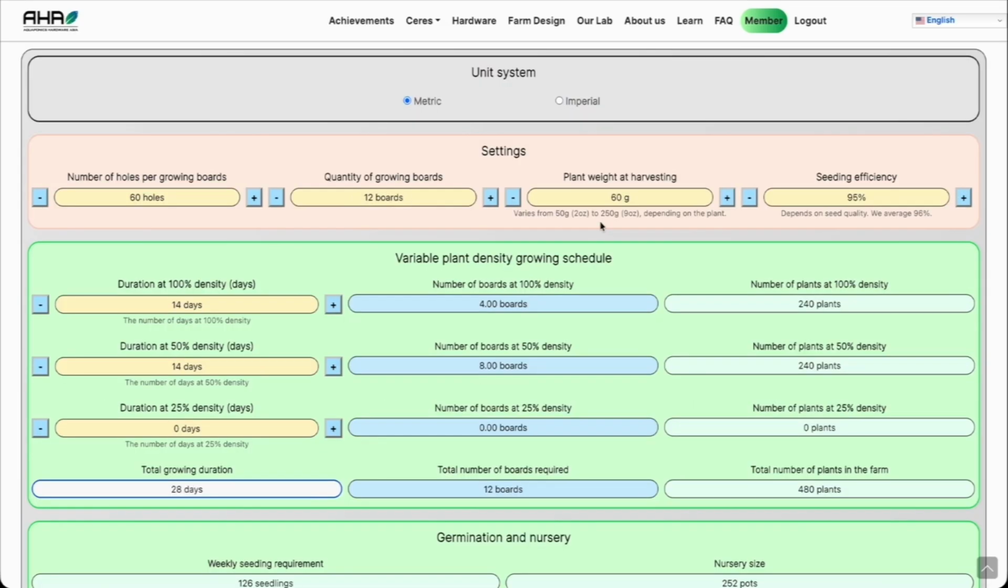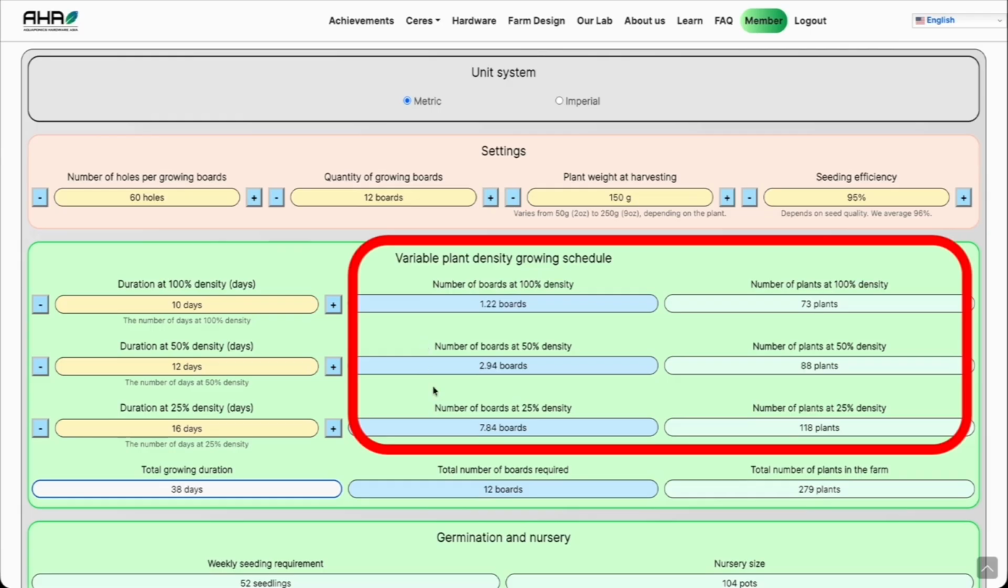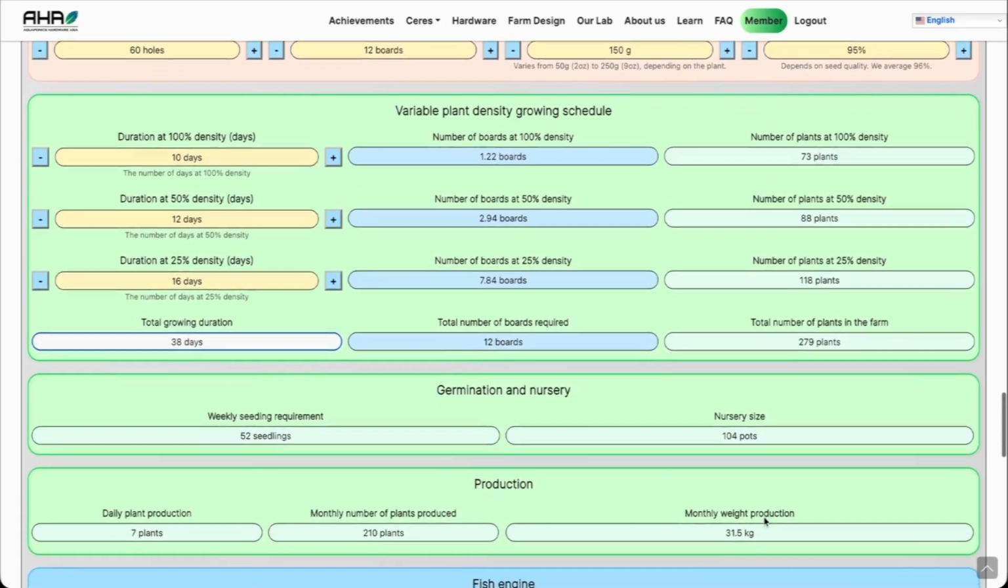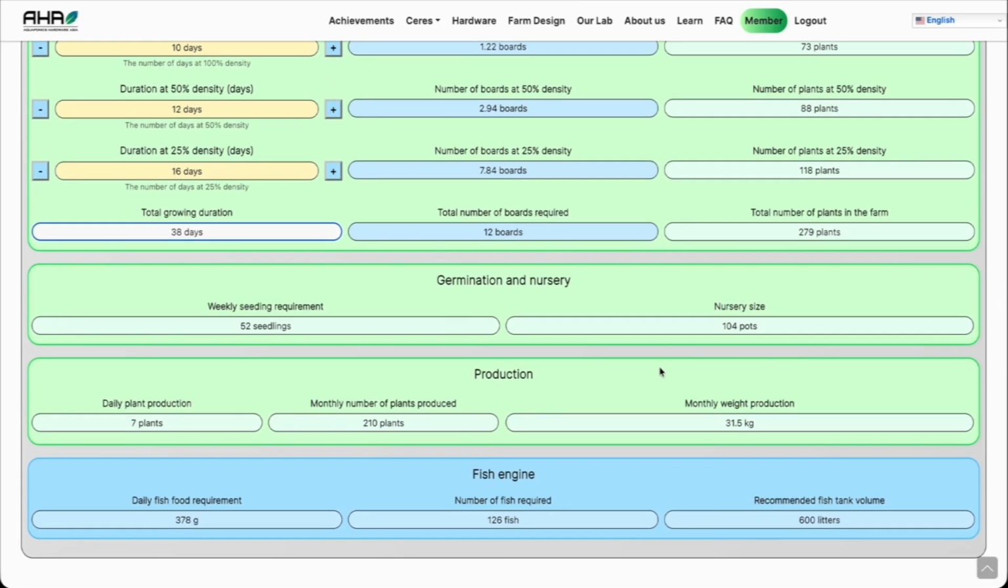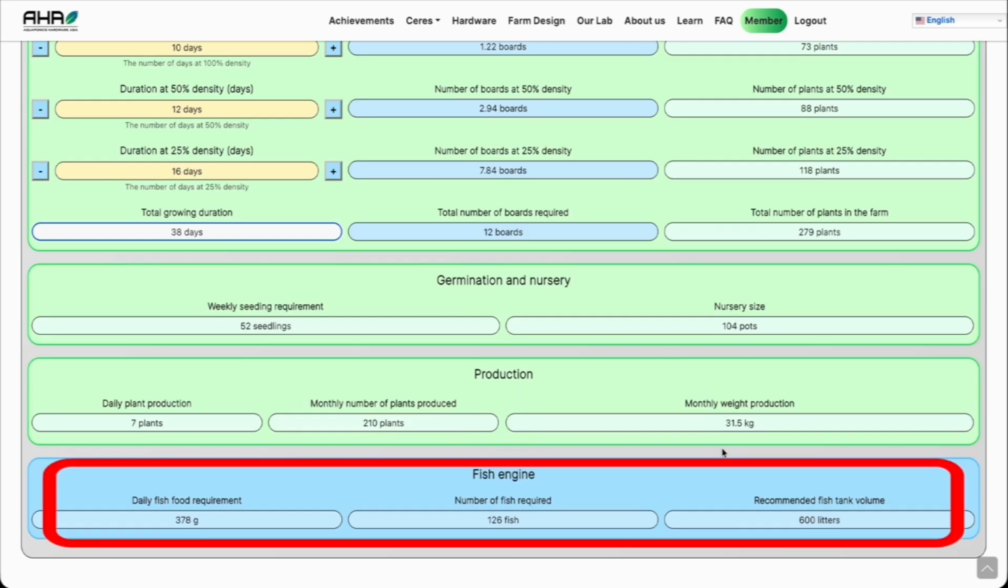Let's do another calculation for green oak. We will allocate another 12 boards to green oak and harvest them at 150 grams after 10 days at 100% density, 12 days at 50% density, and 16 days at 25% density. Ceres tells us the expected number of boards and the number of plants required at each density, how many seedlings we will need to germinate weekly, the number of plants, and the total weight produced monthly, and the fish engine size.